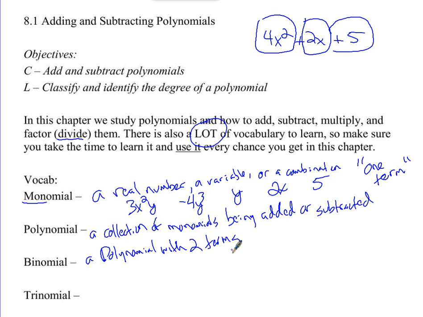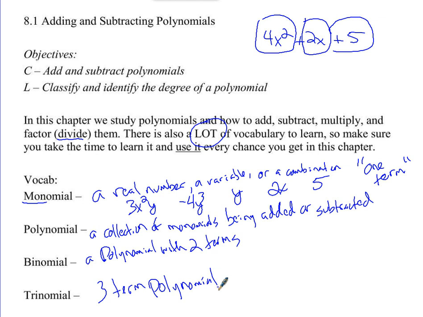So you'll hear me say binomial a lot. And what I mean by a binomial is just a 2-term polynomial. What about a trinomial? 3 terms. So it's a 3-term polynomial.